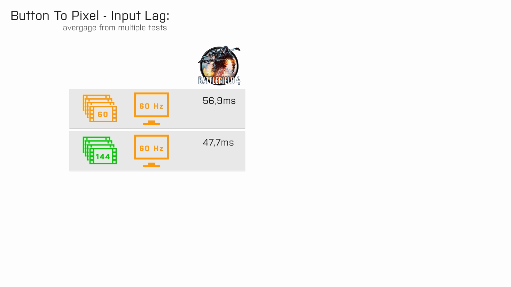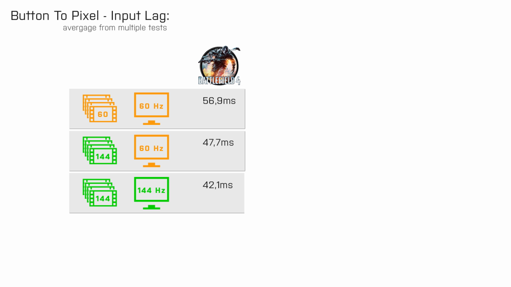This happens because the client physics update faster now, as they are linked to your frame rate. So we get less delay now before the action starts. And if we increase the refresh rate of the monitor from 60 to 144 Hz, then the input lag gets reduced by another 5 milliseconds. Which means that compared to 60 Hz and 60 frames per second, it's about 15 milliseconds faster.